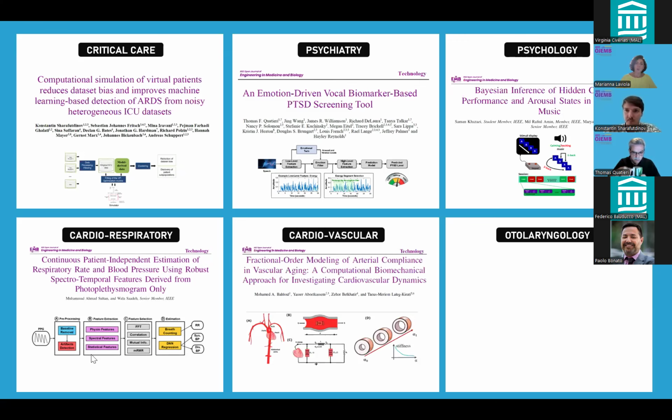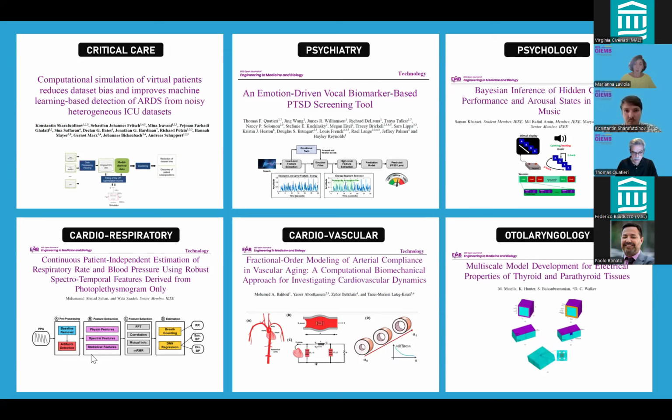Regarding the cardiovascular system, this study is presented by a cross-institutional group based in Saudi Arabia, Southampton in the UK, and Paris in France. Here the authors have applied fractional order calculus in modeling to model arterial compliance in human vascular aging.